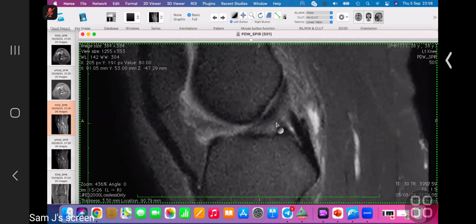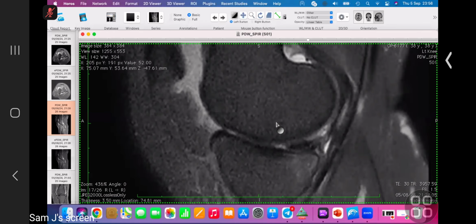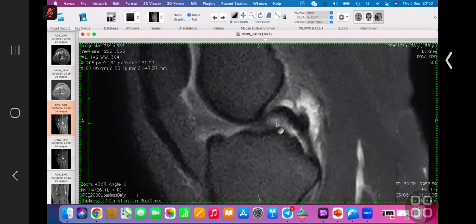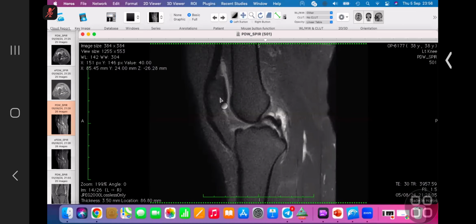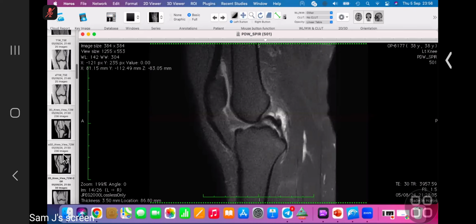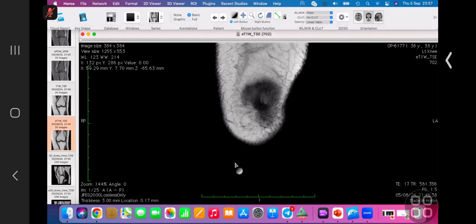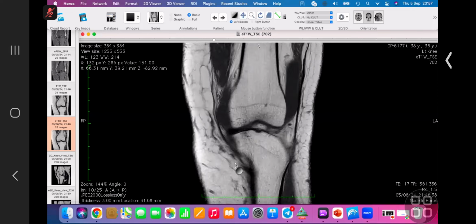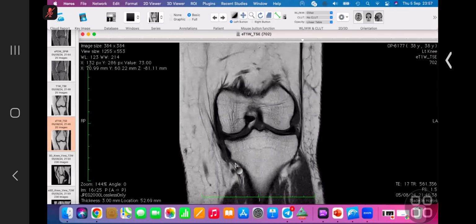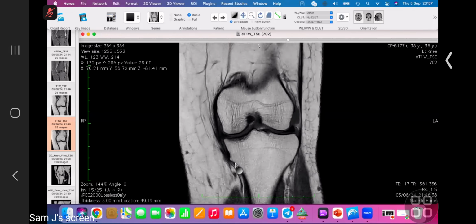Other than that, there is moderate joint effusion, which you have already mentioned, and you did look at the patella well, and there is no patellar fracture. You asked at the end about the T1. Yes, it's very important to look at T1 for any associated fractures. So there are no associated fractures.